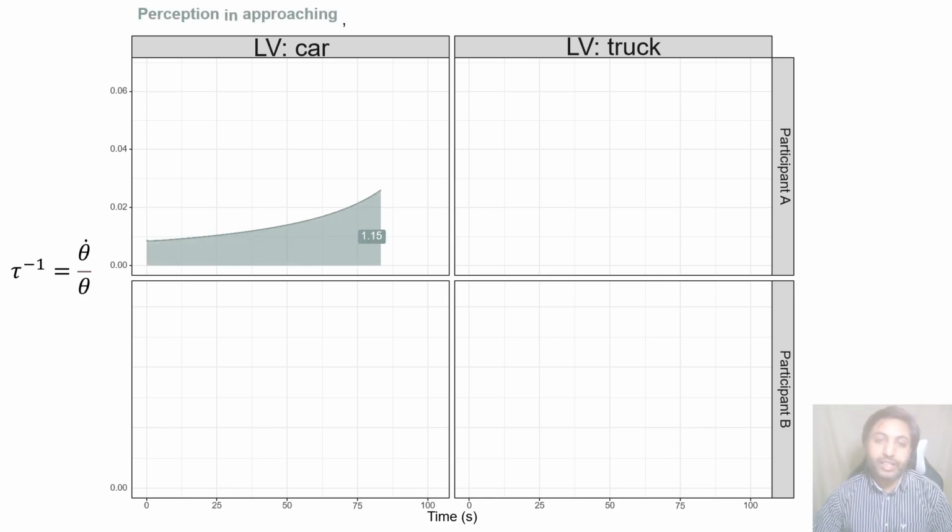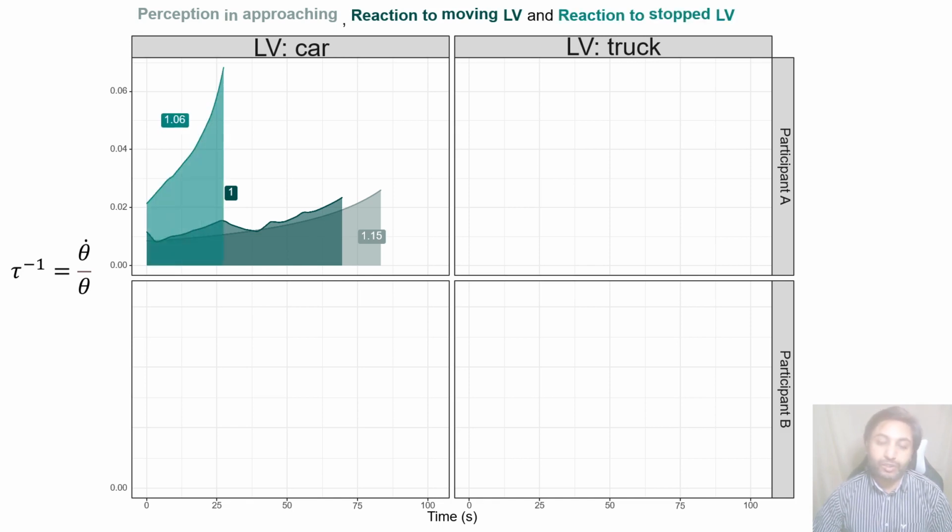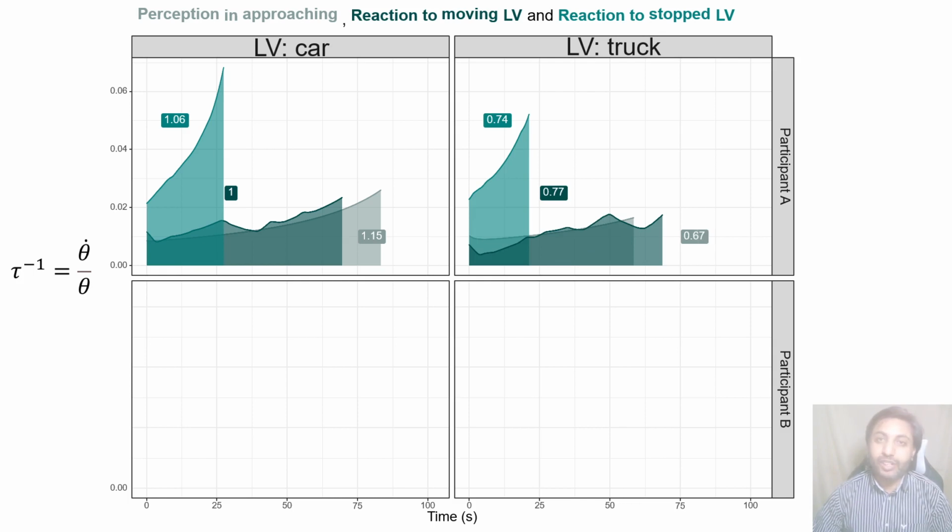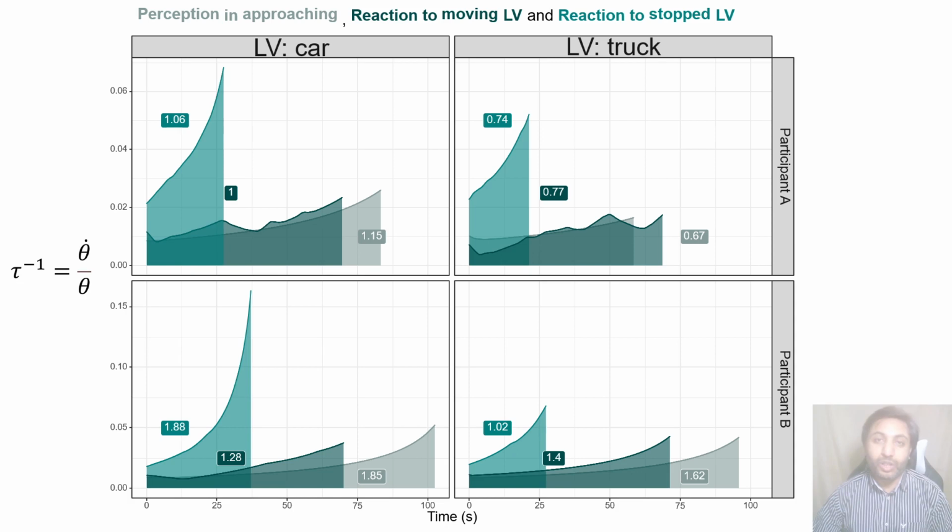Therefore, we plotted the growth in tau inverse, the visual variable that we assumed the driver was using to respond to the lead vehicle. We plotted the growth of that in the three different scenarios: perception and approaching, reaction to the moving lead vehicle scenario, and the reaction to the stopped lead vehicle scenario. And we found that the areas under the curve were mostly similar for a given driver, which indicated that the threshold of the evidence accumulation was similar for a given driver. And this held true for the lead truck scenario as well as for other drivers.